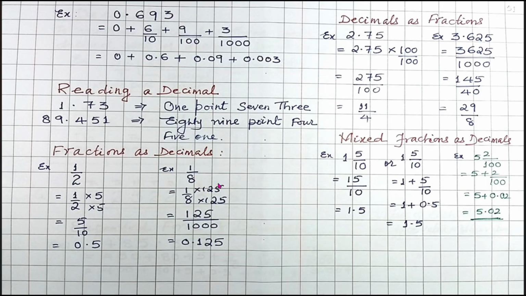1 by 8 into 125, 8 into 125 becomes 125 by 1000. There are 3 zeros here. Place the decimal point after 3 places.